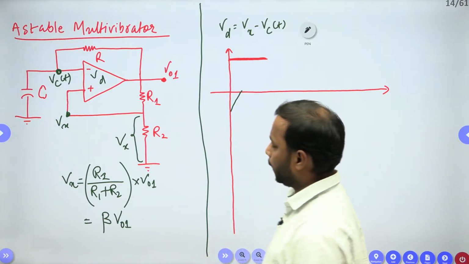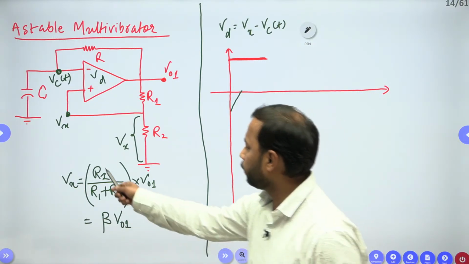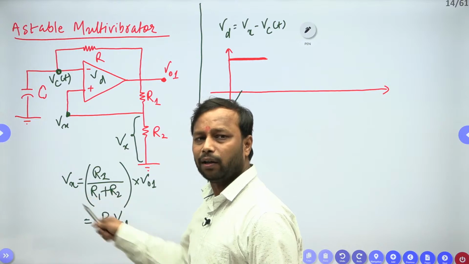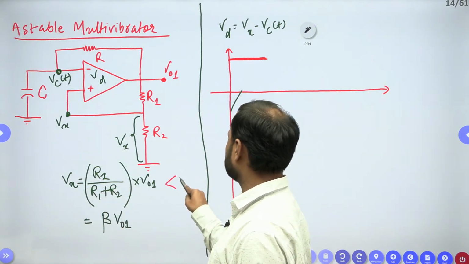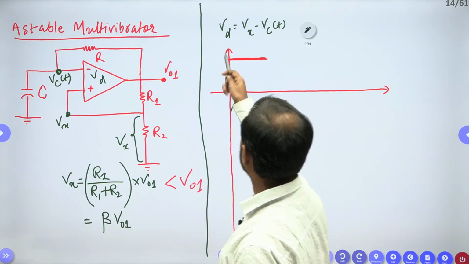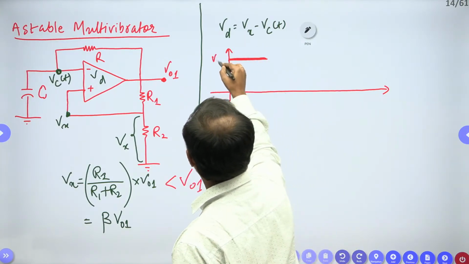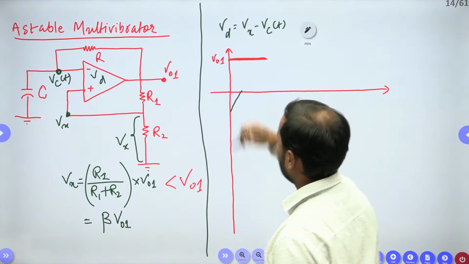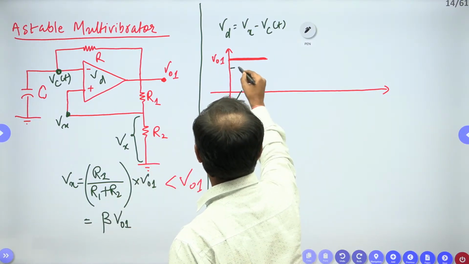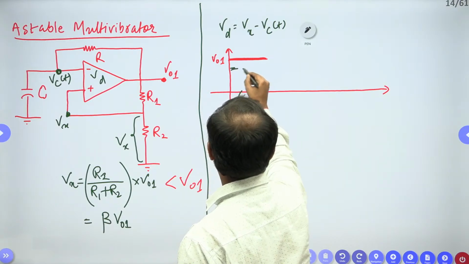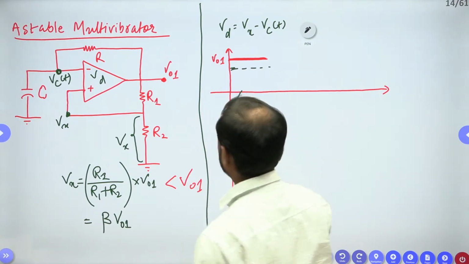Now look at here, everybody. This is beta Vsat1, and definitely this will be less than 1. So this Vx definitely will be less than V01. This is V01. Let me take this Vx as a reference, which is this one. Definitely this Vx will be less than V01 like this.